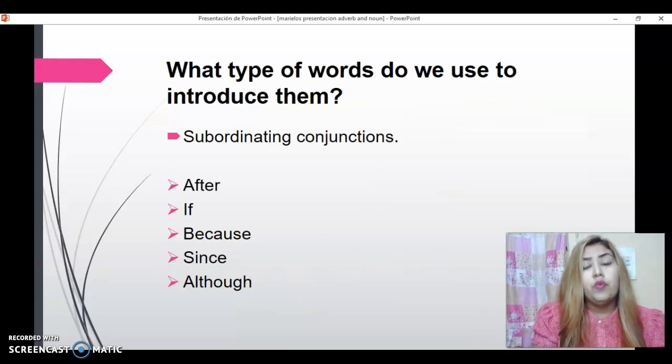Now let's see what type of words we use to introduce adverb or adverbial clauses. Well, we use subordinating conjunctions such as after, if, because, since, although, etc. Okay? There are many more.